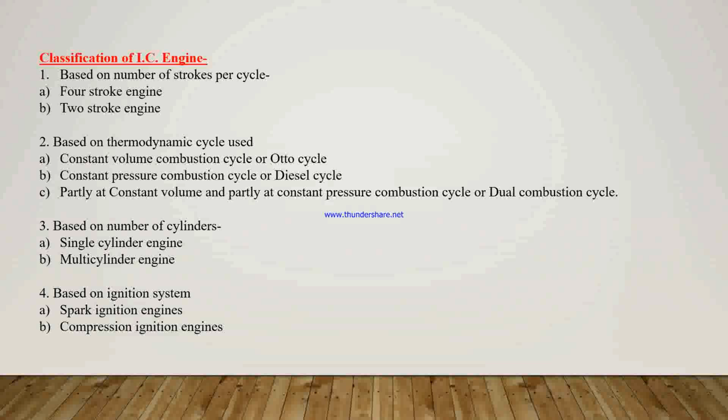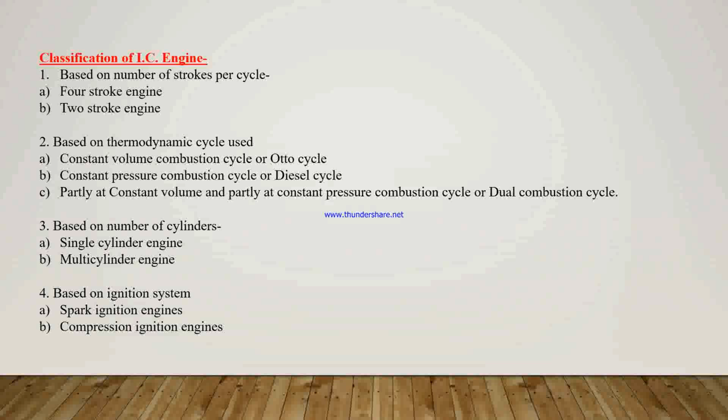Next type is based on the thermodynamic cycle. There are many thermodynamic cycles, but here 3 are mentioned. First is the constant volume combustion cycle, that is the Otto cycle. Second is the constant pressure combustion cycle, that is the diesel cycle. And third is partly at constant volume and partly at constant pressure combustion cycle, also called the dual combustion cycle. Next is based on the number of cylinders. There are 2 types, that is single cylinder engine and multi-cylinder engine.